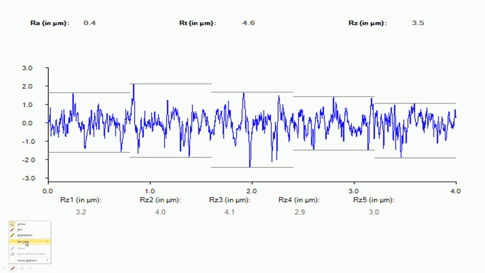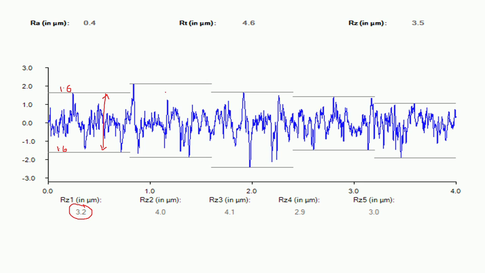Now, here we can see a profile in which we have considered 5 sampling lengths, RZ1, RZ2, RZ3, RZ4 and RZ5. We can see here in RZ1, the RZ1 value is 3.2 micrometer. This is the peak in this particular sampling length, and this is the valley. So this distance is about 1.6 micrometers, and this is about 1.6 micrometers. So when we add these two, we get 3.2 micrometers.